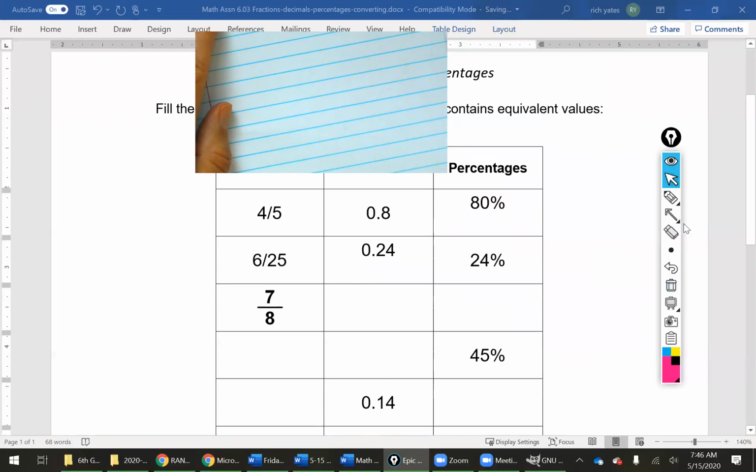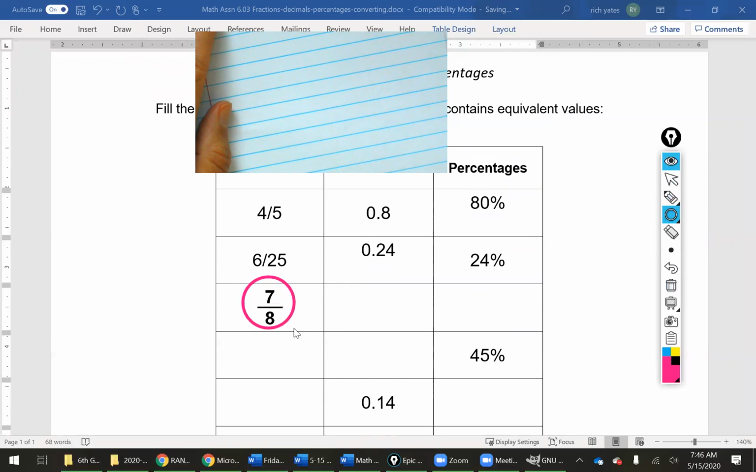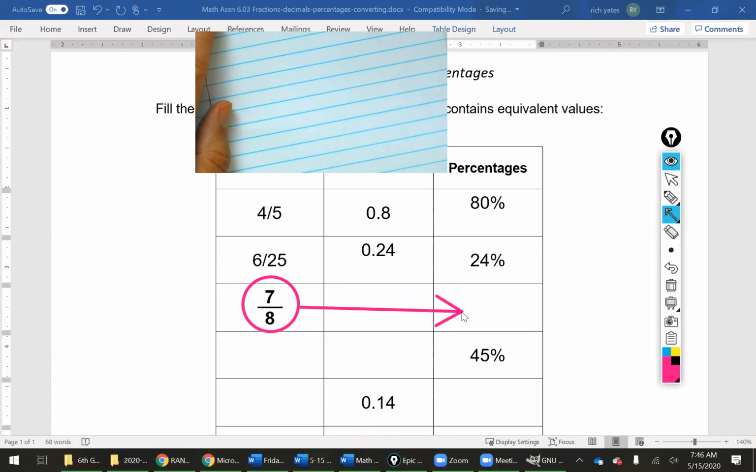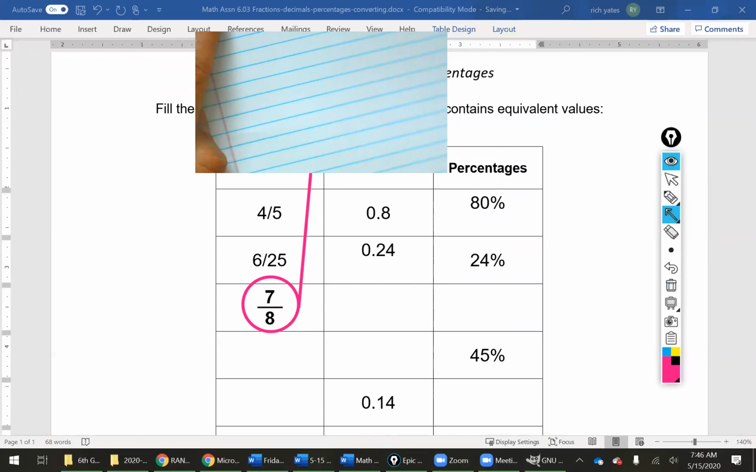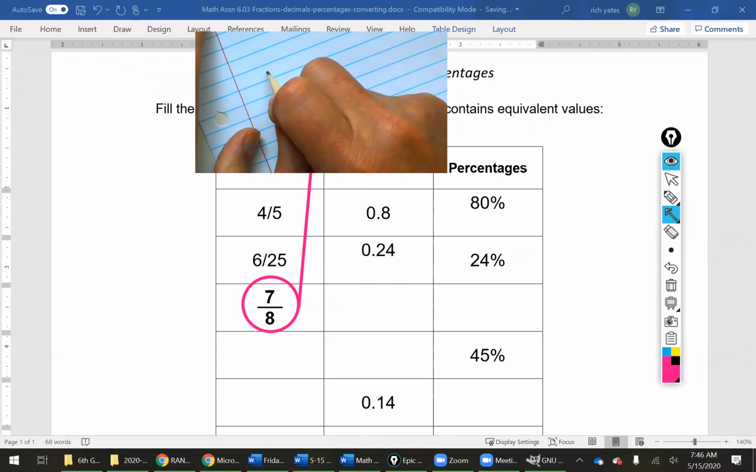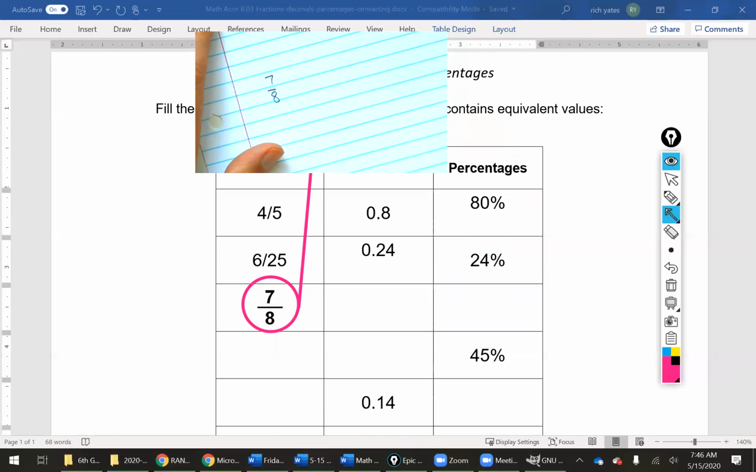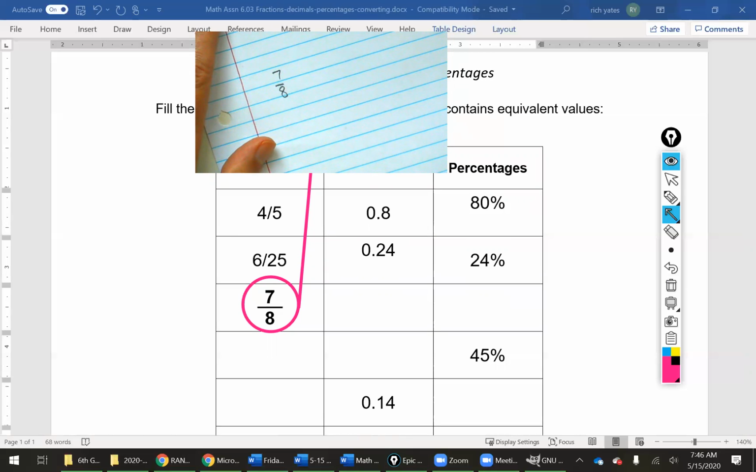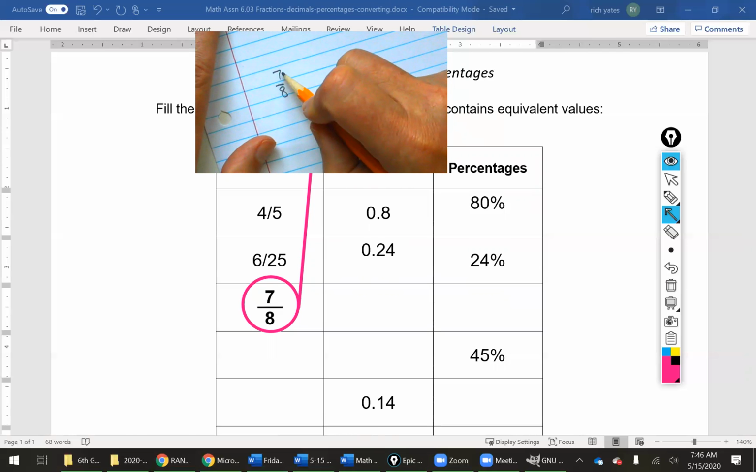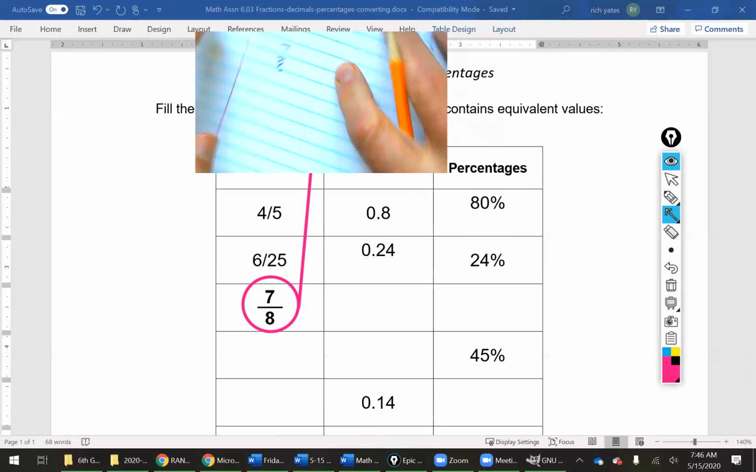Now, this one right here, we have a fraction. We have 7/8. We just need to go ahead and convert that now into a decimal and into a percent. This time, we're going to write it up here as 7/8, which is equal to dividing. We can actually divide to get our decimal. So that's what we'll do. We're going to turn around, go sideways here.